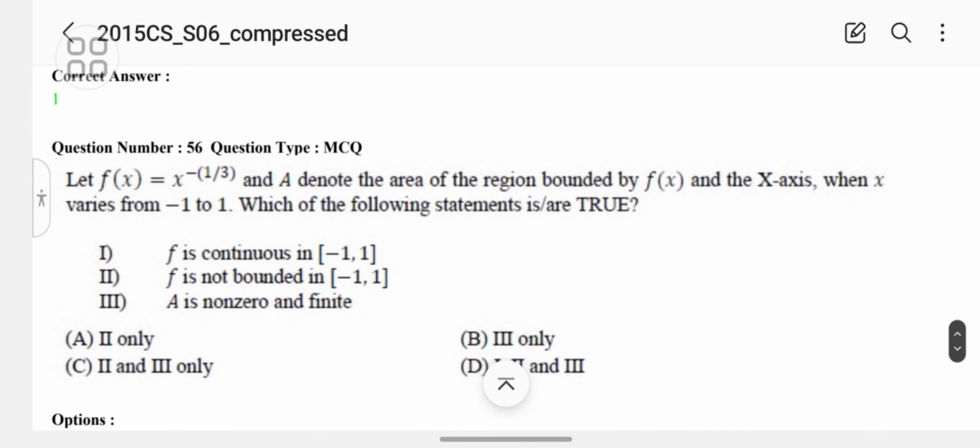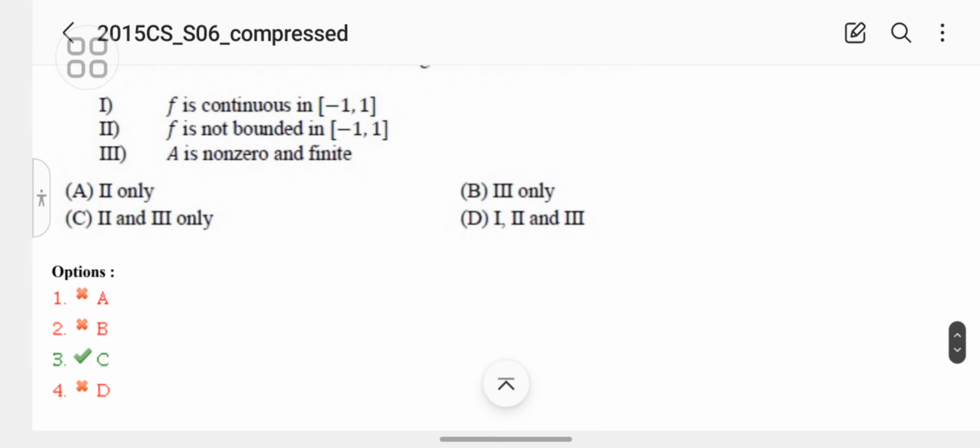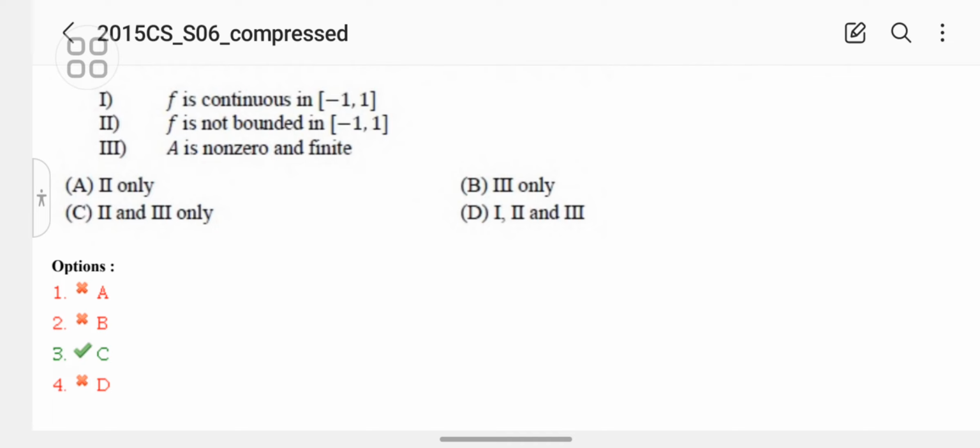Now question number 56: let f(x) equal x to the power minus 1 by 3, and A denote the area of the region bounded by f(x) and the x-axis when x varies from minus 1 to 1. Which of the following statements is true? For this, our answer will be C, that is second and third. Second, f is not bounded in minus 1 to 1. Third, A is non-zero and finite.